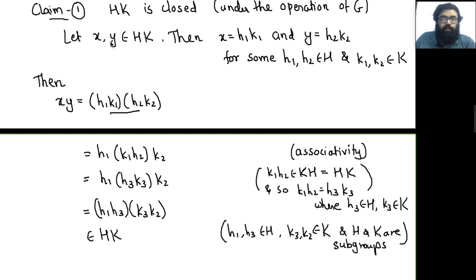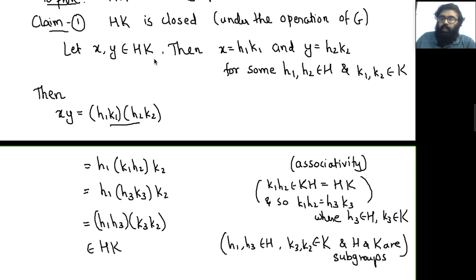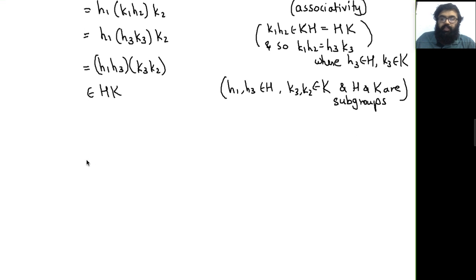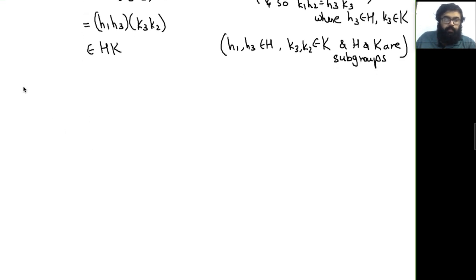We have taken x and y, two elements in HK. x is of the form h1 k1, y is of the form h2 k2. What we have got is xy is of the form some different h1 h3 k3 k2. We don't know what these are, but this is an element of HK. So xy is in HK, given x in HK and y in HK, so HK is closed under the operation of G. So now the next property, claim 2. I hope this is clear. First one was very easy.